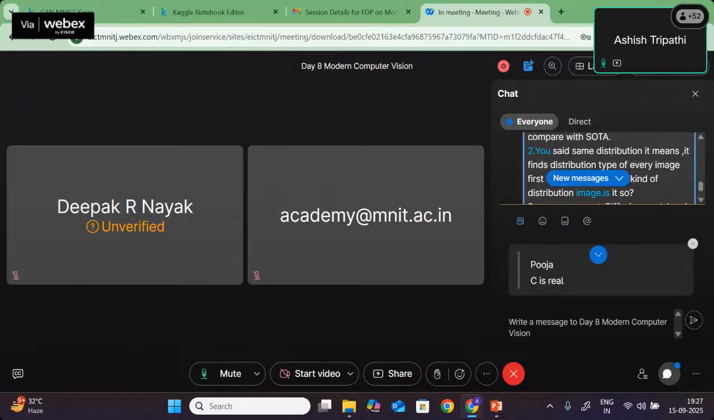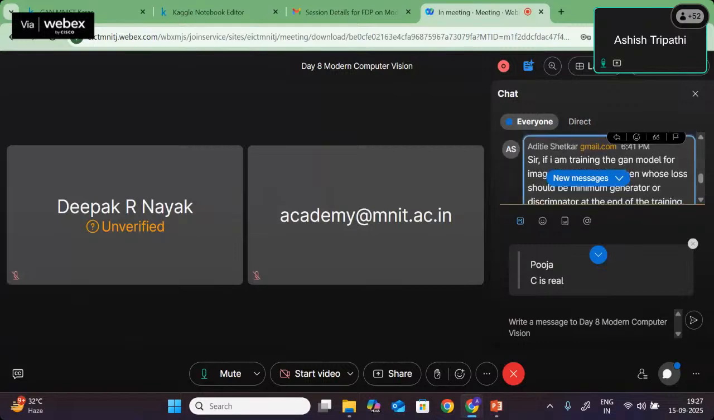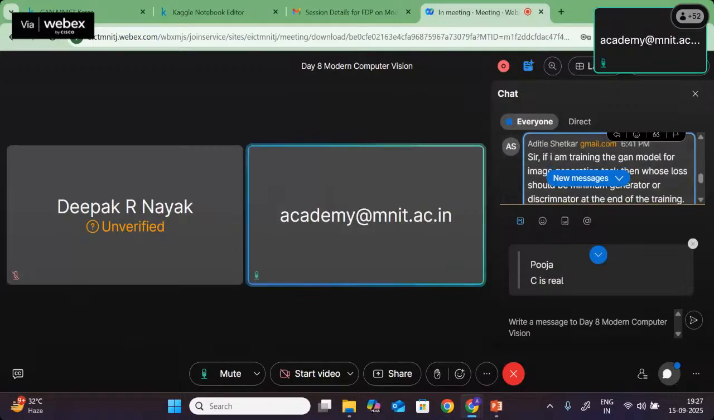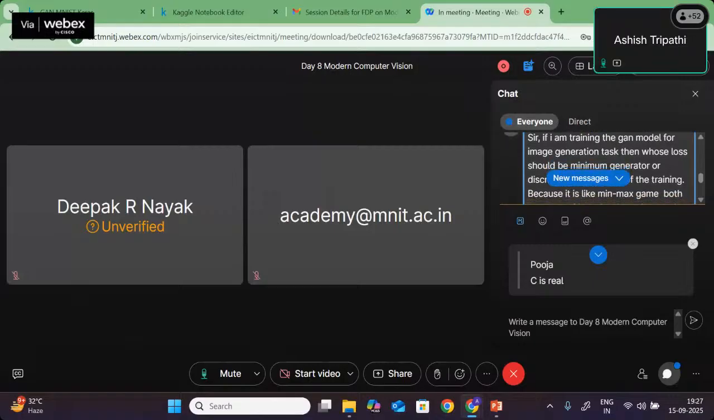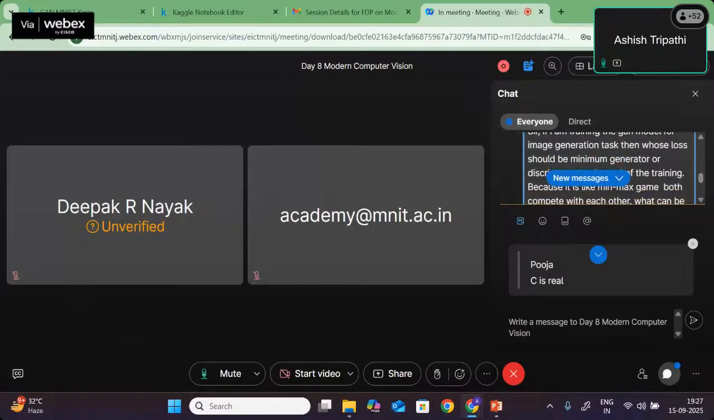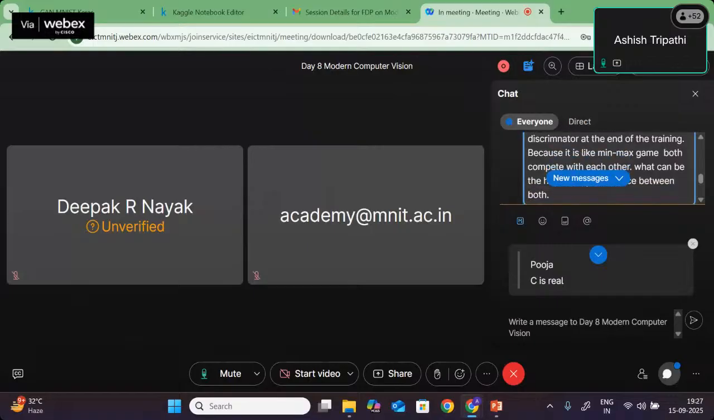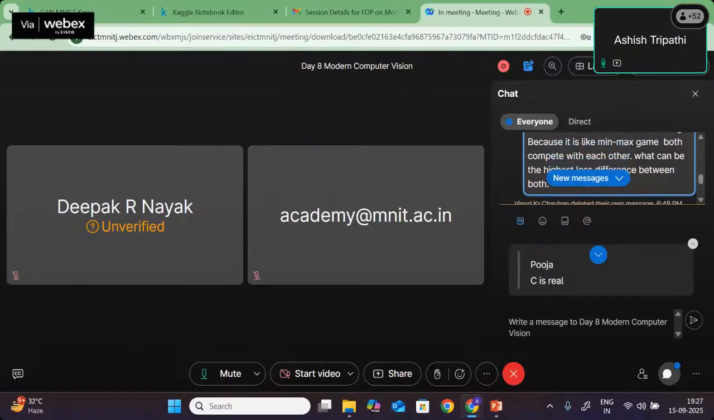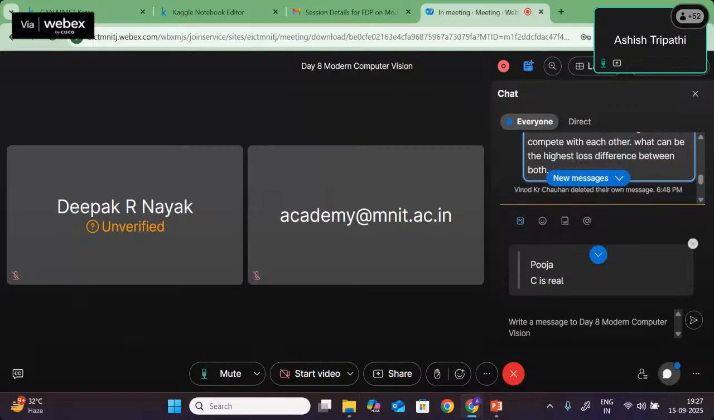Okay, so is there any other query that has been asked in this particular session? I think Aditi has asked that she is training a GAN model for an image generation task. Whose loss should be minimum, generator or discriminator, at the end of the training? Because it is like a min max game, both compete with each other. What can be the highest loss difference?